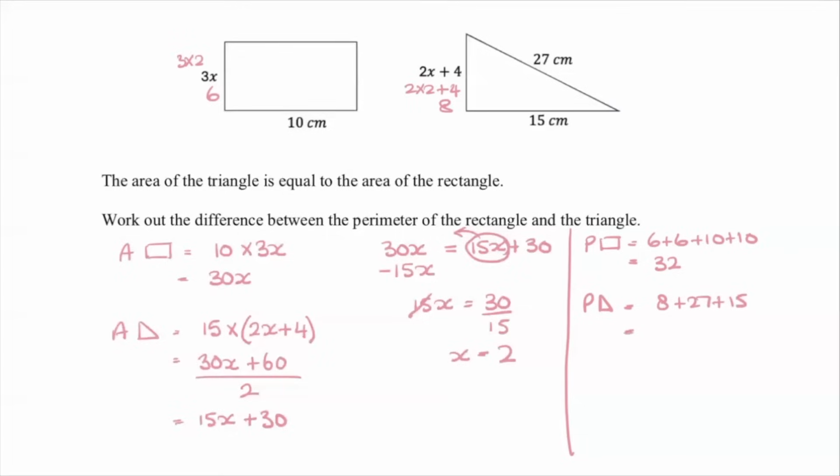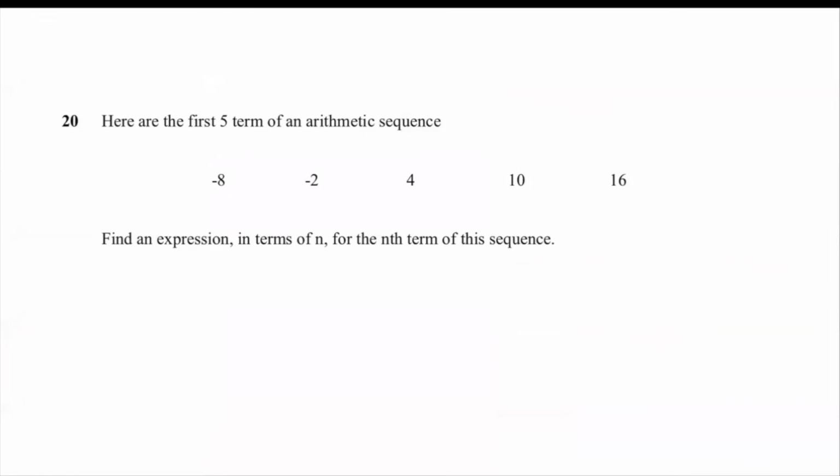You may need to put these in columns, or you may be just fine. That equals 50. The difference between those two is 18 centimetres. Okay, we've got the first 5 terms of an arithmetic sequence, and we've got to write the nth term.